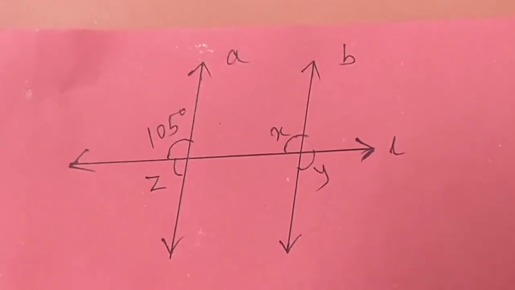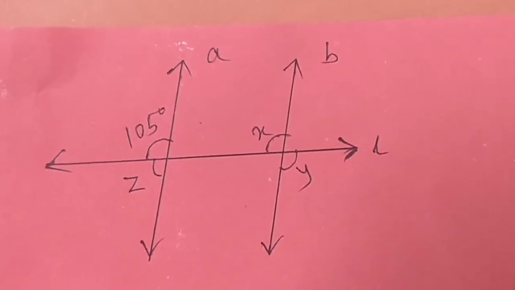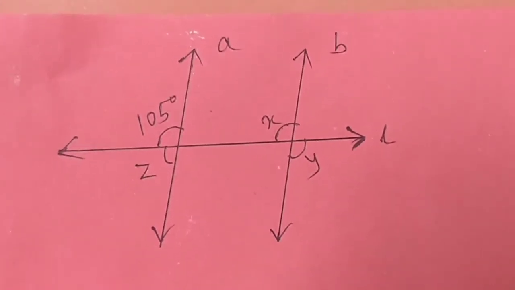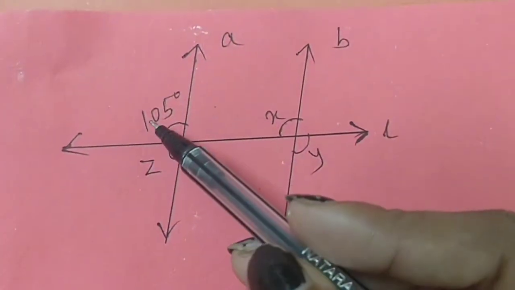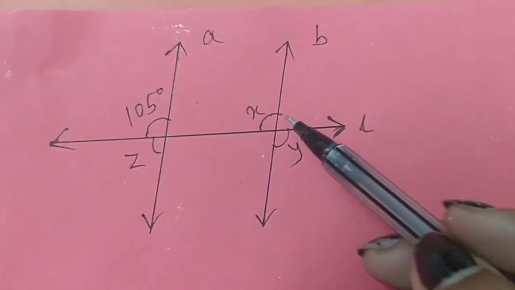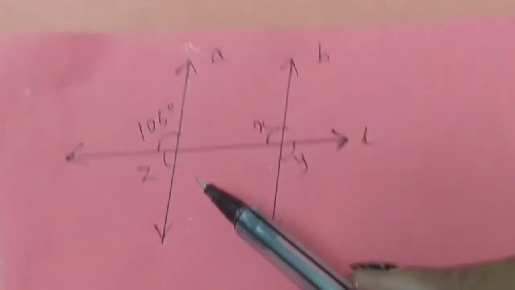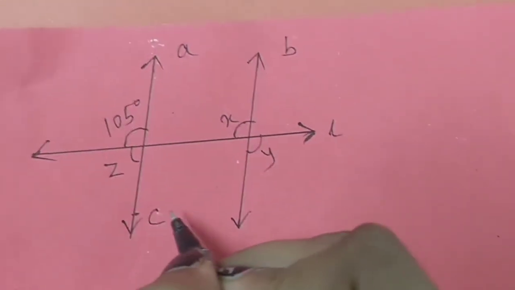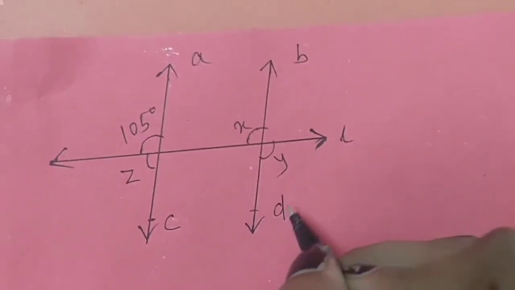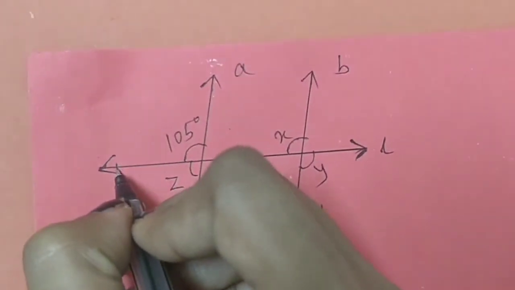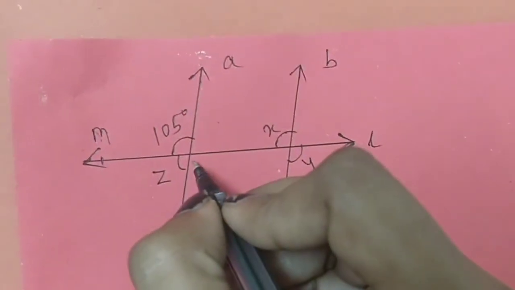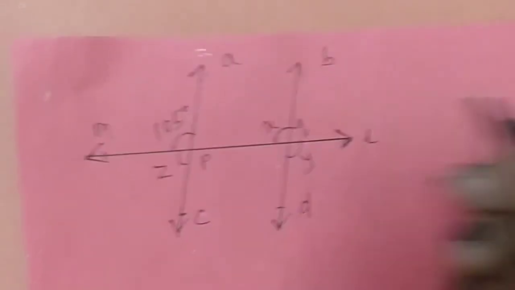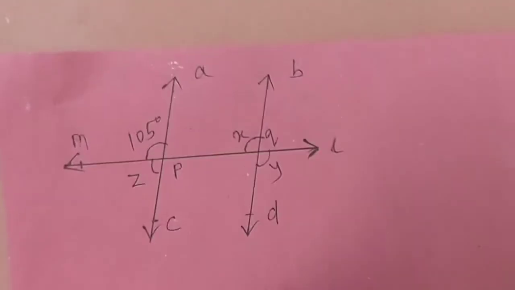Look at this problem. Line A is parallel to line B and line L acts as a transversal. One angle is given, that is 105 degrees, and we need to find this x, y and z. It's easy to find now. How will we do that? Let's name the points A, C, B, D, and L, M. This point we are going to consider as P, and this point I'll consider as Q, so that it will be easy for us to write.